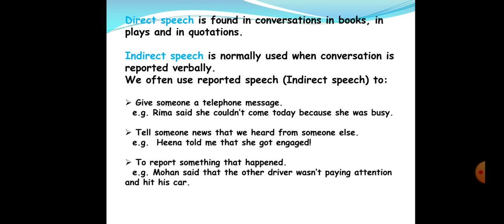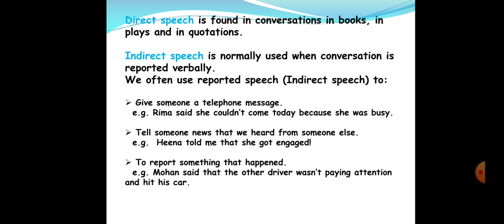Direct speech is found in conversations in books, in plays, in drama, and in quotations, whereas indirect speech is normally used when conversation is reported verbally. We often use reported speech or indirect speech to, number one, give someone a telephone message.